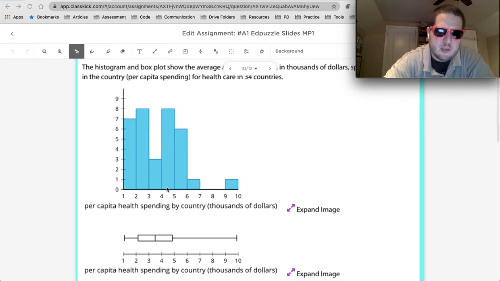Okay, so if you look at these graphs, you might be able to tell. All right, tell me what you think the outlier is. Give me an approximate number of what you think it is. Go ahead.